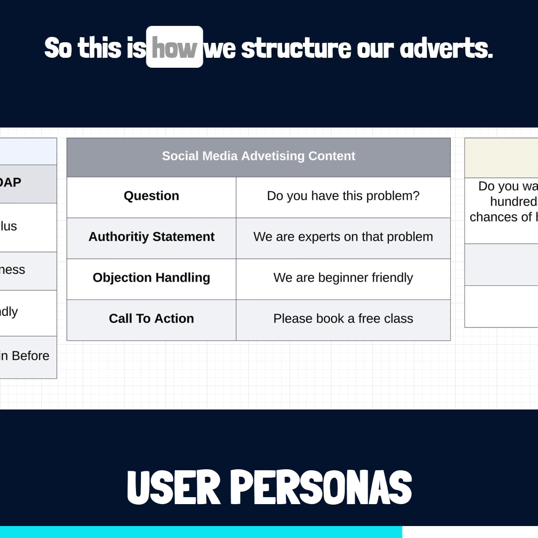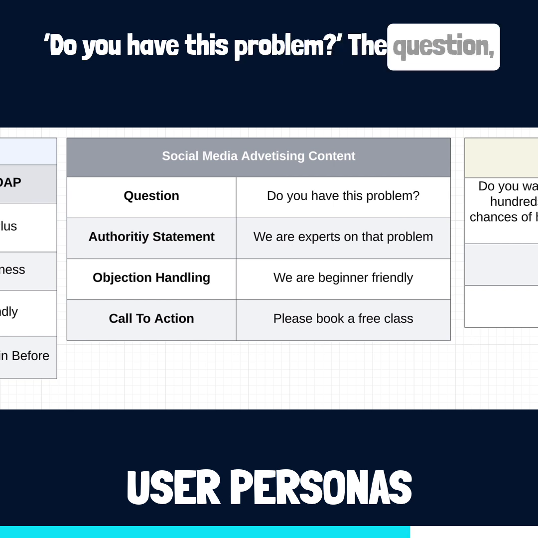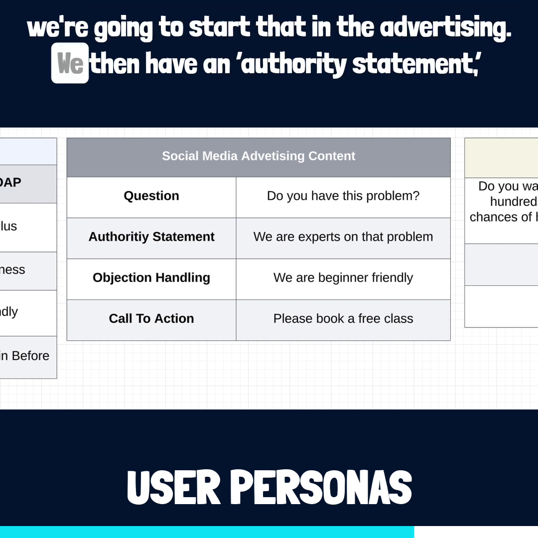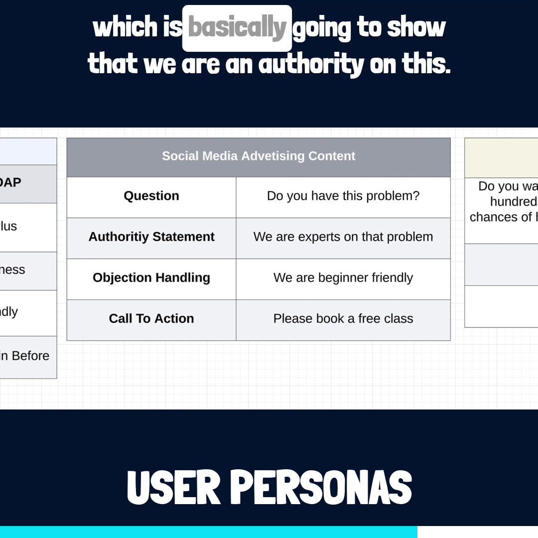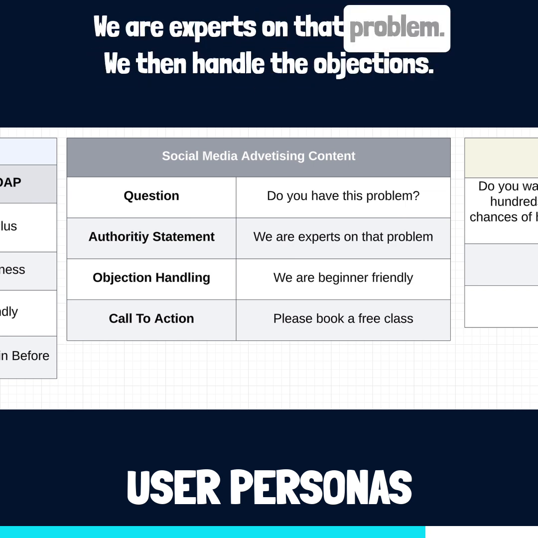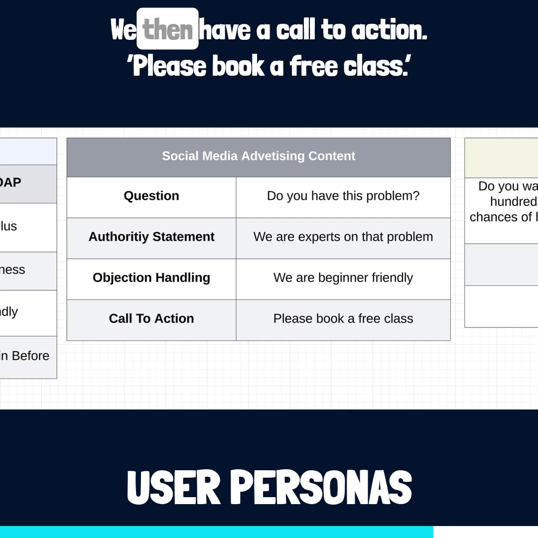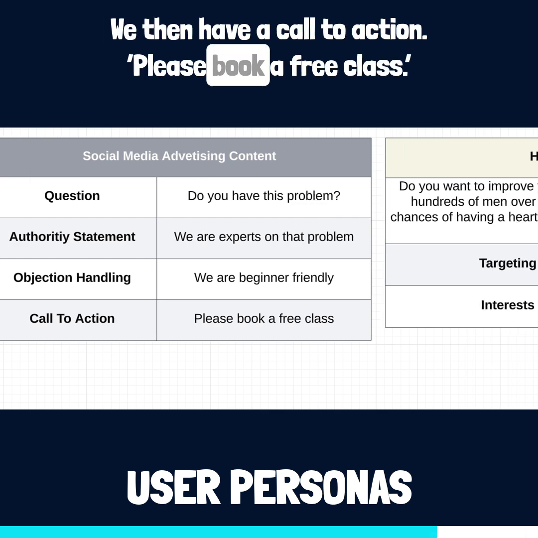So this is how we structure adverts. Do you have this problem? The question is how we start the advertising. We then have an authority statement, which is basically going to show that we are an authority on this. We are experts on that problem. We handle the objections. In this case, we are beginner friendly. We have a call to action: please book a free class.